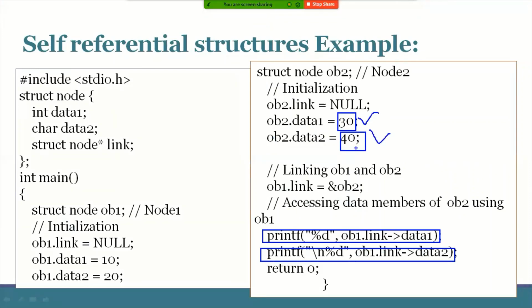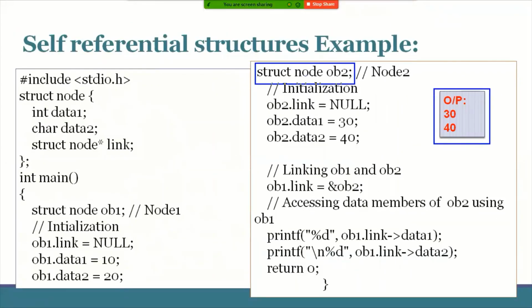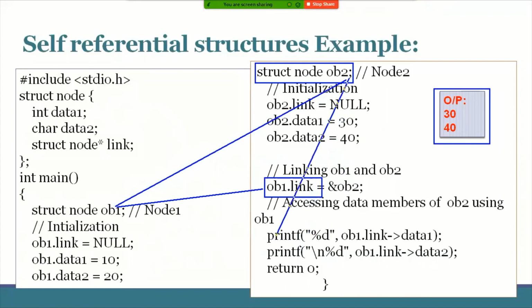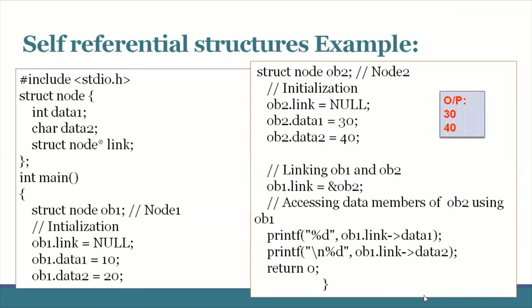With the help of object 1 I am accessing object 2 and displaying object 2 data 1 and data 2. If you execute this particular program, you can obtain this particular output, that is the details of object 2 accessed in the form of object 1 dot link. Through object 1 I am accessing object 2, and with the help of object 2 I am displaying those details. So the output is this one. I hope self-referential structures are clear to you all.